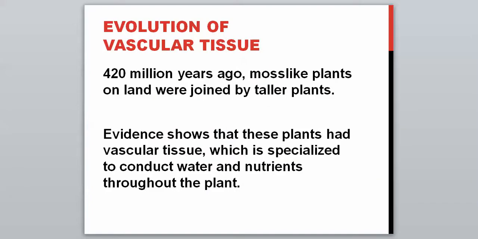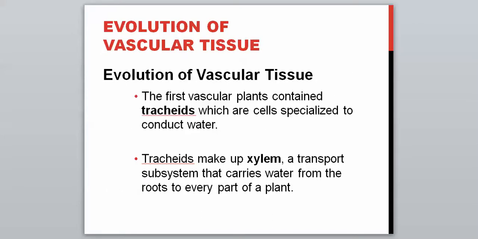So looking at the evolution of the vascular tissue, about 420 million years ago, moss-like plants on land were joined by taller plants. Evidence shows that these plants had vascular tissue, which is specialized to conduct water and nutrients throughout the plant. We went over this several times, so you should know by now. Vascular tissue, specialized tissue to conduct water and nutrients throughout the plant. And the first vascular plants contain tracheids, which are cells specialized to conduct water. Tracheids make up xylem, or a transport subsystem that carries water from the roots to every part of a plant.